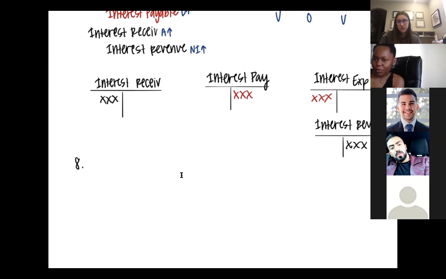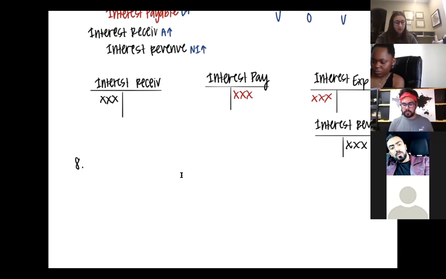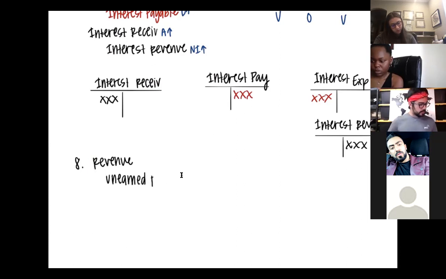Should it be the other way around then? To debit service revenue and then credit unearned revenue? Yeah, I have to increase my liability because I haven't earned some of it yet. So I have to do that. Does everyone understand that?